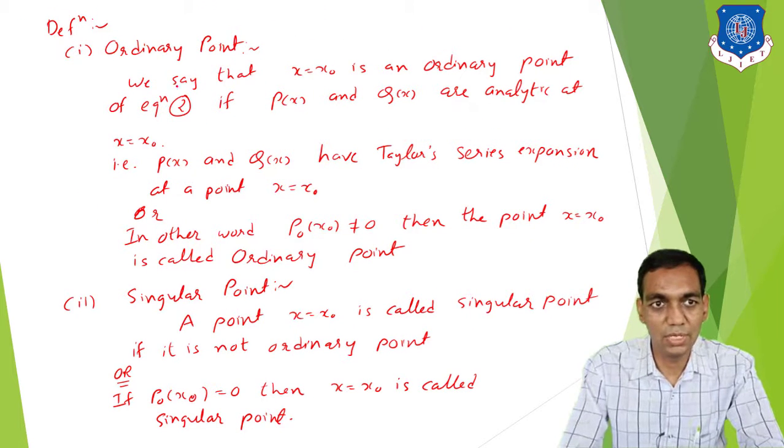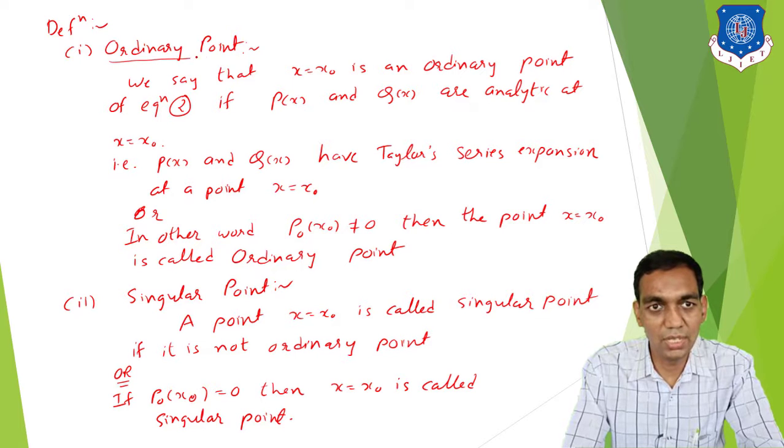First we are defining the ordinary point. Now, a point x equal to x0 is said to be an ordinary point if p(x) and q(x) are analytic at x equal to x0.